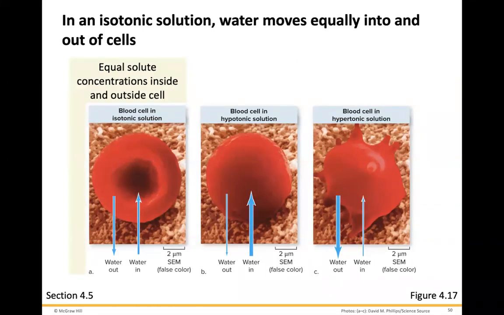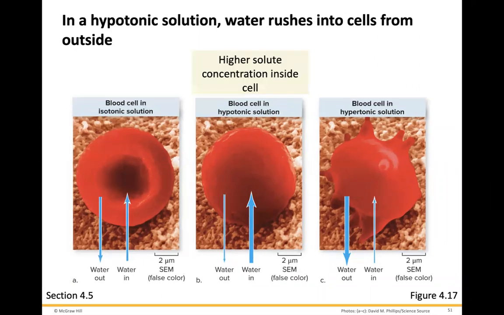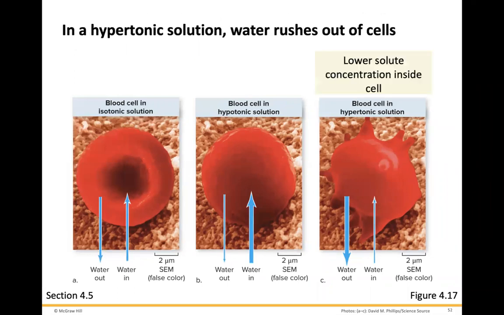So again, to recap, in an isotonic solution, water moves equally into and out of the cells, with equal solute concentration inside and outside of the cell. In a hypotonic solution, water rushes into the cells from the outside because you have a higher solute concentration inside the cell. And in a hypertonic solution, water rushes out of the cell. This is because you have a lower solute concentration inside the cell.